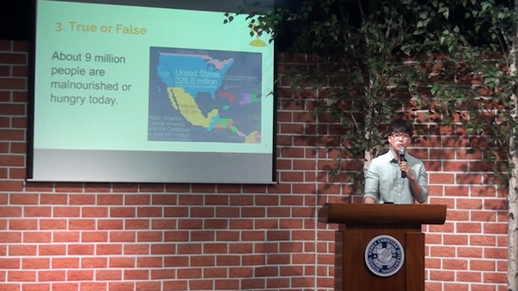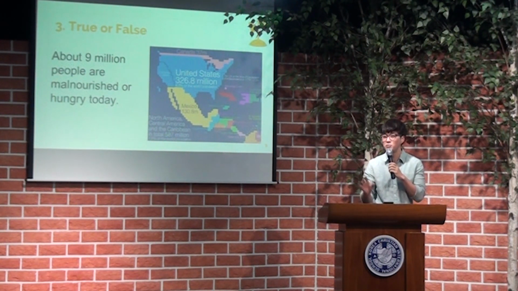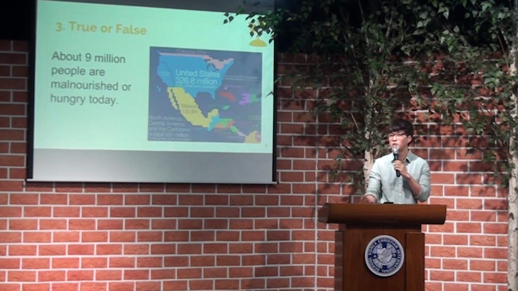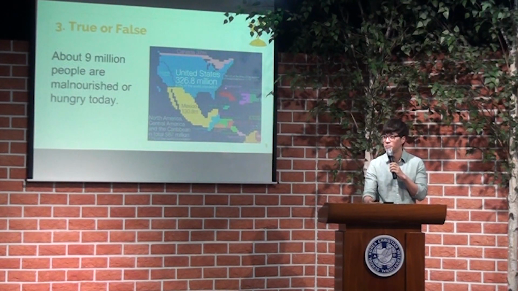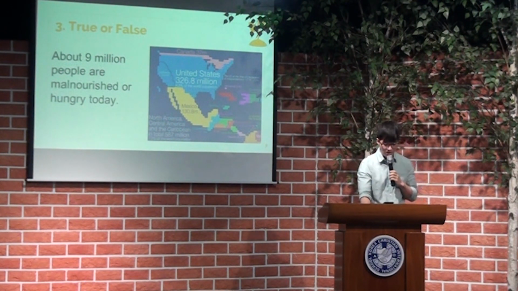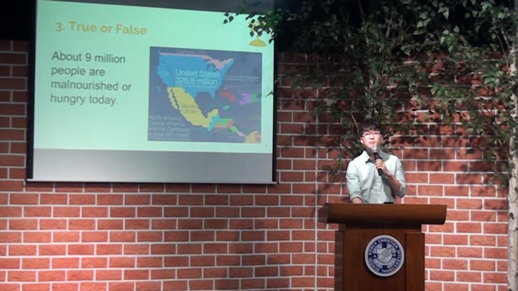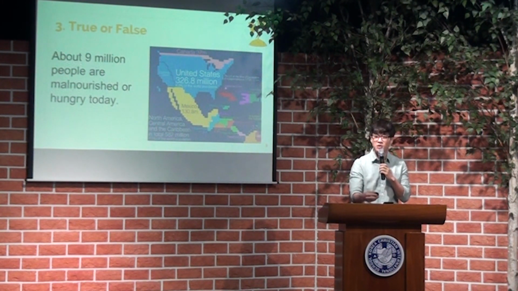Next question. About 9 million people are malnourished or hungry today. And just to give you an idea of how much 9 million people is, in the United States there's 326.8 million. Is this true or false? Okay. The answer is false. Over 900 million, not 9 million, people are suffering from hunger and malnutrition today. This is more than the population of the US, Canada, and European Unions combined.